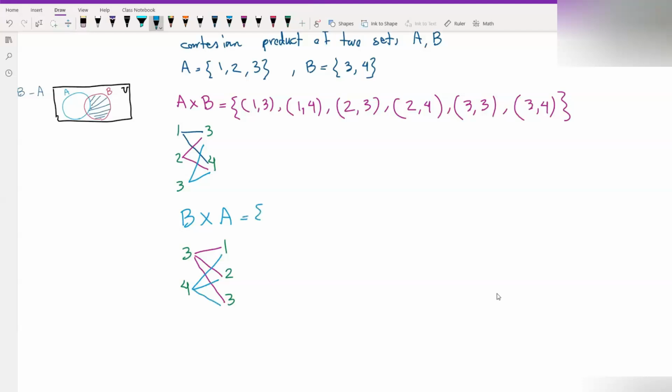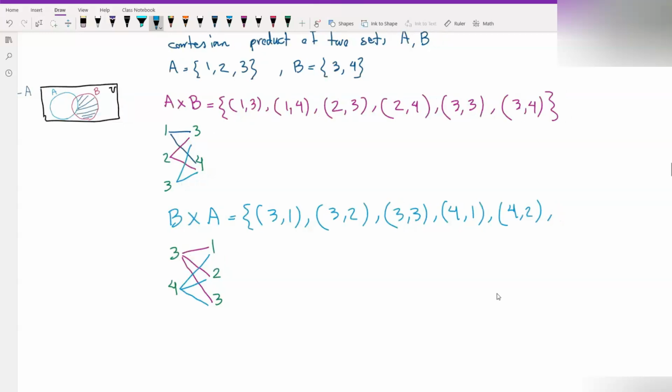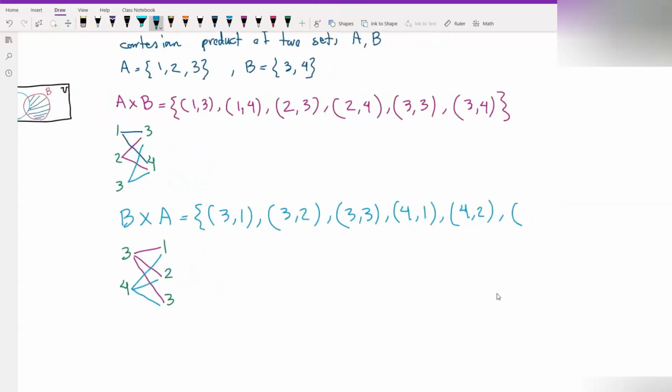I'm writing all of them. So it's 3, 1, 3, 2, 3, 3, 4, 1, 4, 2, finally 4, 3. Close set.